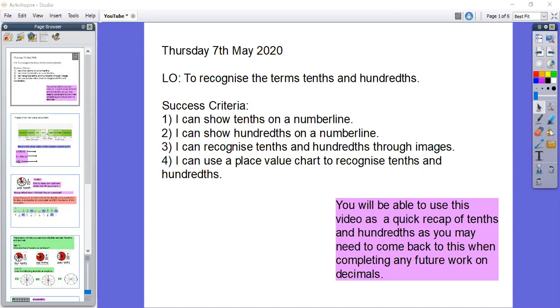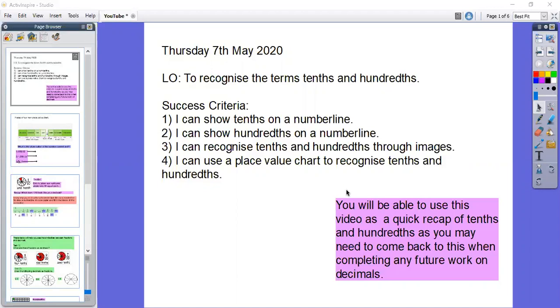In this video, we'll be doing another maths one, focusing on our tenths and hundredths, and I've decided to make this into a bit of a recap of everything that you basically need to know to make sure you really understand your tenths and hundredths. So our LO is to recognise the term tenths and hundredths, and to be successful, we are going to show tenths on a number line, show hundredths on a number line, recognize tenths and hundredths through images, and use a place value chart to recognize tenths and hundredths.